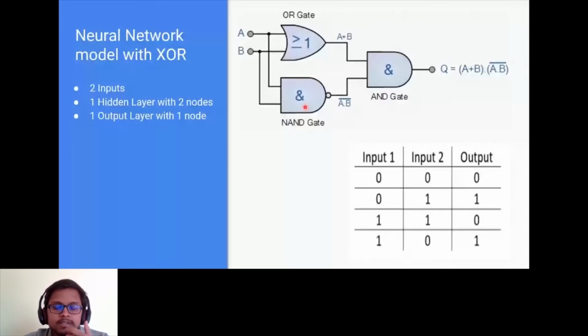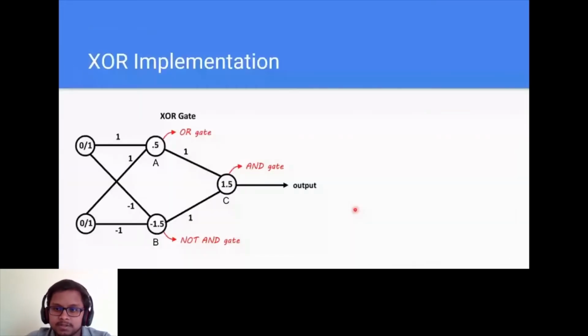We all know that the output of an XOR gate is 1 only in case the inputs are not similar. That is, either of them is 0 or 1, and the other one is the different input. In case both the inputs are the same, that is, both are 0 or both are 1, the output that we get is a 0. So let us see how that works. Over here, we have a neural network. I hope it is visible to all of you.